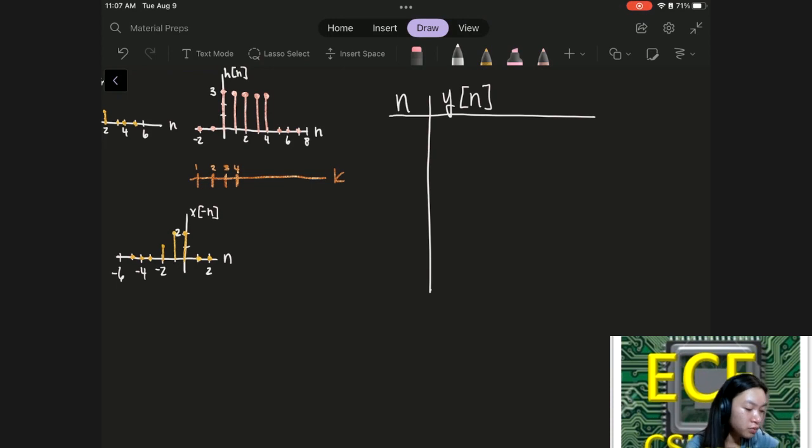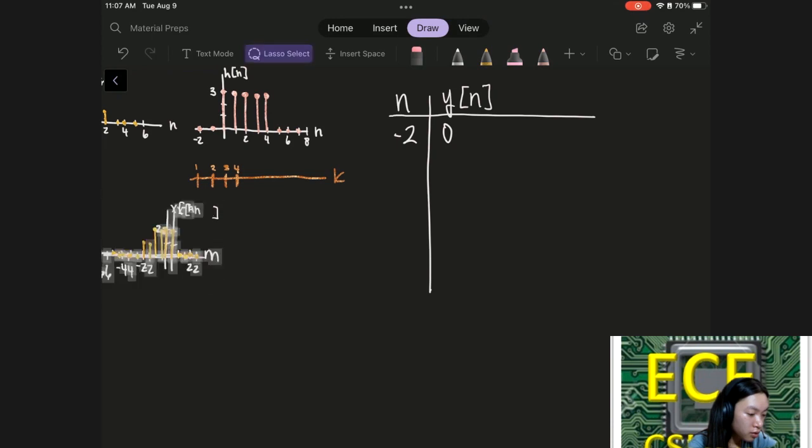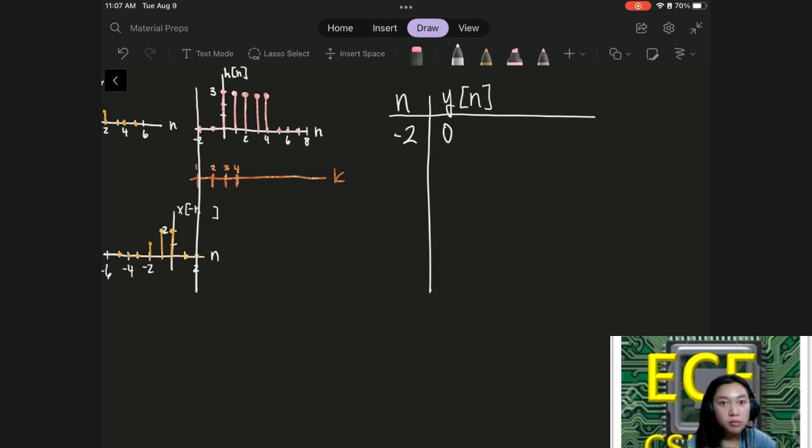So at n equals -2, that's 0 because you have 0 times 0. Okay, I guess I will move it every time. You have these 2 points multiplied, which is 0. Then for n at -1, same thing. It's 0, 0 times 0, 0.